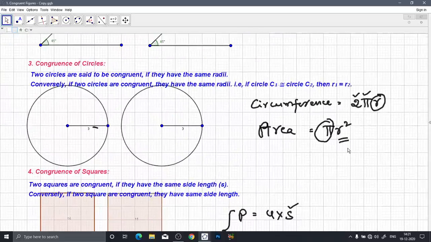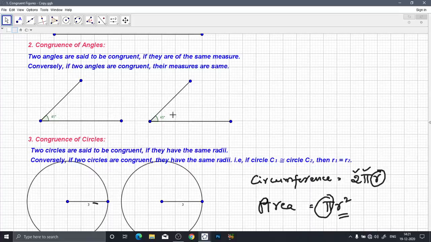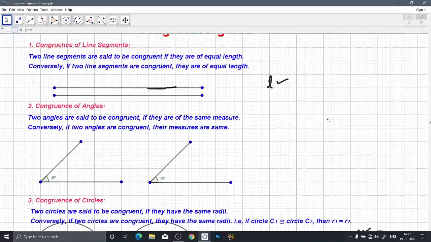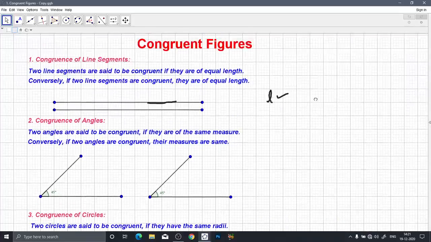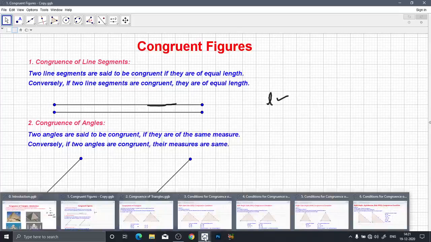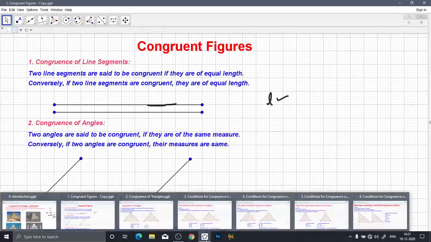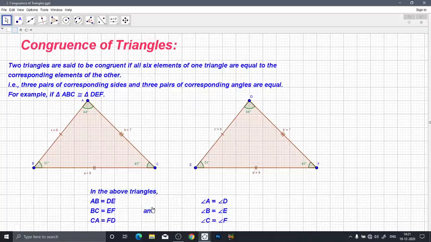In circles, radius is the variable, so to become congruent, both the circles should have the same radius. For angles, the measurement of the angle should be the same to become congruent angles. For line segments, the length should be the same to become congruent line segments. So these are the basic concepts. Now we are going to our actual concept, which is congruent triangles.